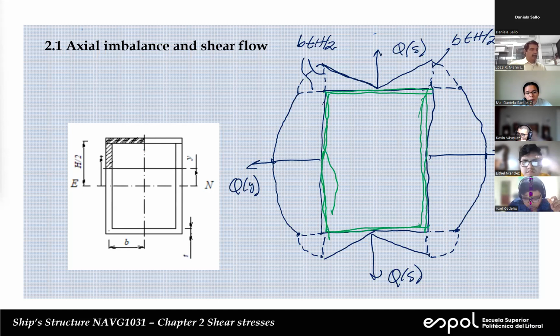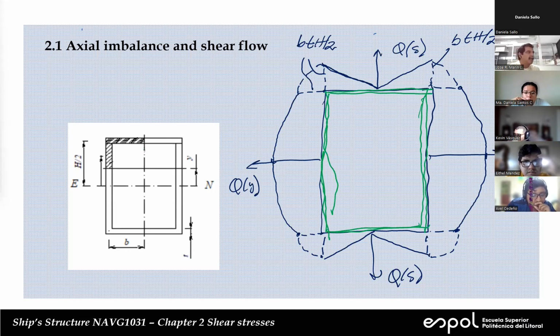I have a question, doctor. Yeah, go on, please. At the top of the plot, you're only considering the Q of S, right? I mean, it's just the part of the deck. No. At the top, yes. At the bottom, no. We're going to say that a little bit different.